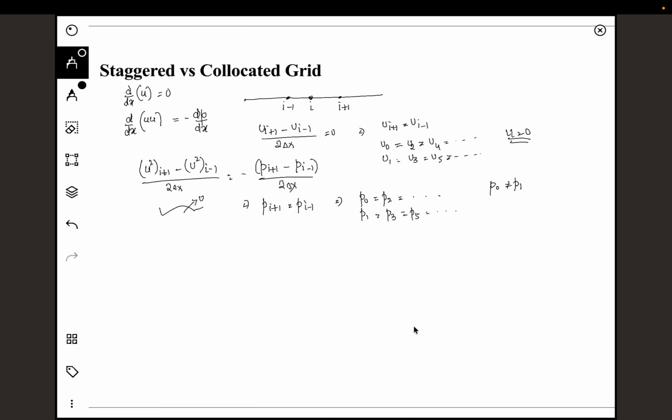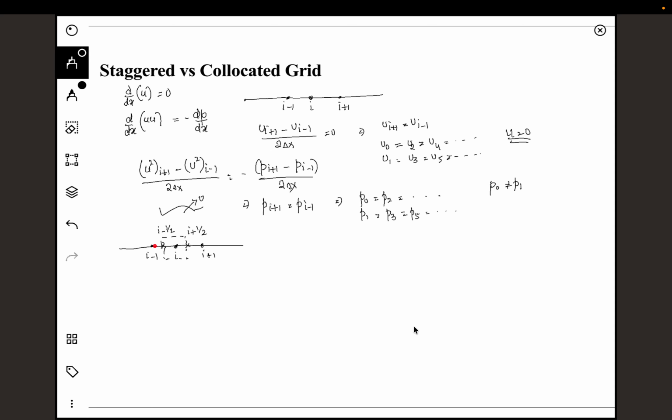So now the trick here is we use a staggered grid approach where we add two more grid points. These are our original grid, and then I added half cells, i plus half and i minus half. And then we do discretization in two different ways. The first discretization, for the continuity equation, will be done as usual, like before, for this cell.